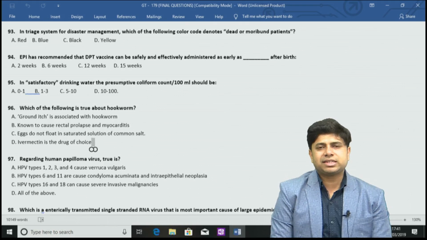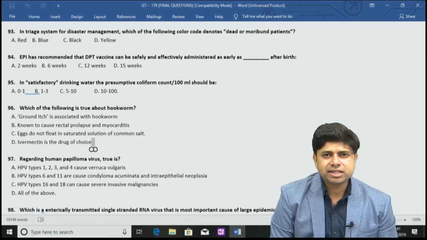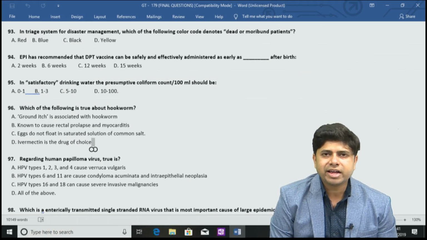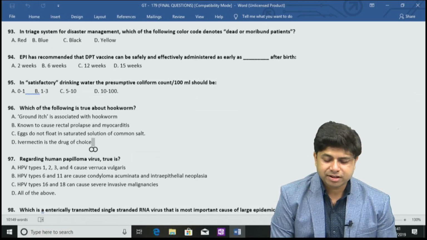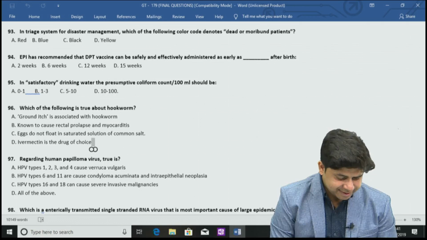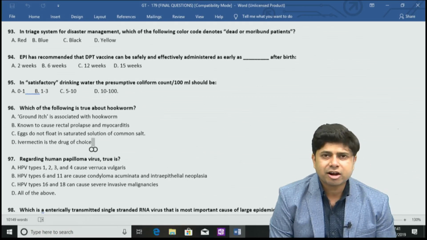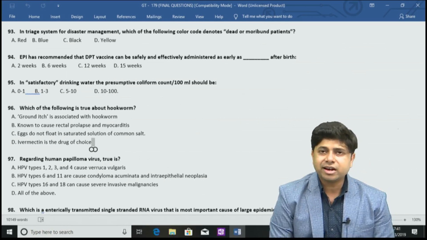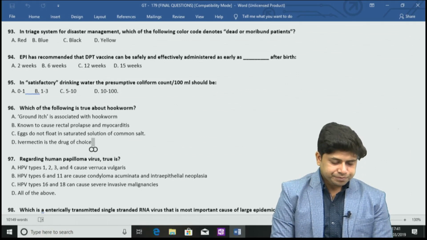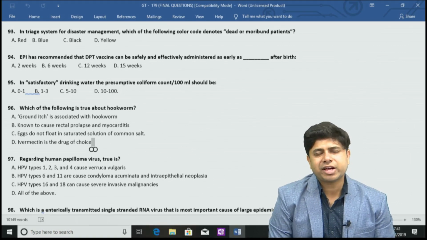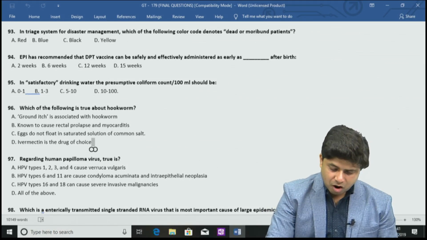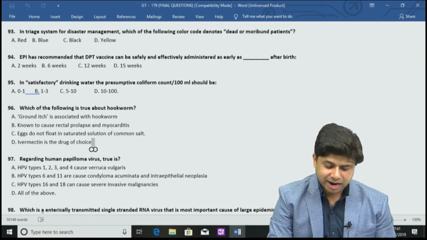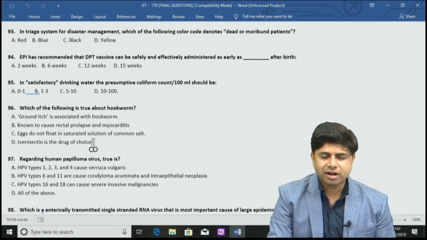These 6, 11 and 16 and 18 strains are covered by the Gardasil Cervarix vaccine, which is quadrivalent. So 6, 11 are associated with condyloma acuminata and intraepithelial neoplasia. And also 16, 18 can, as we all know, cause cervical cancer. So all the above are correct. So question number 97, the answer is all the above are correct.